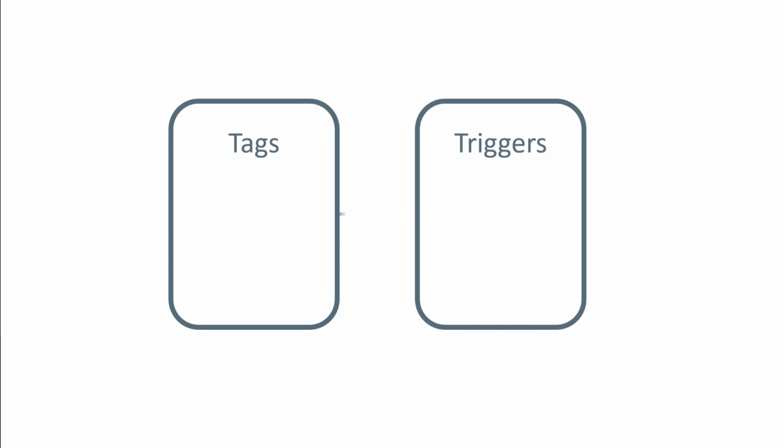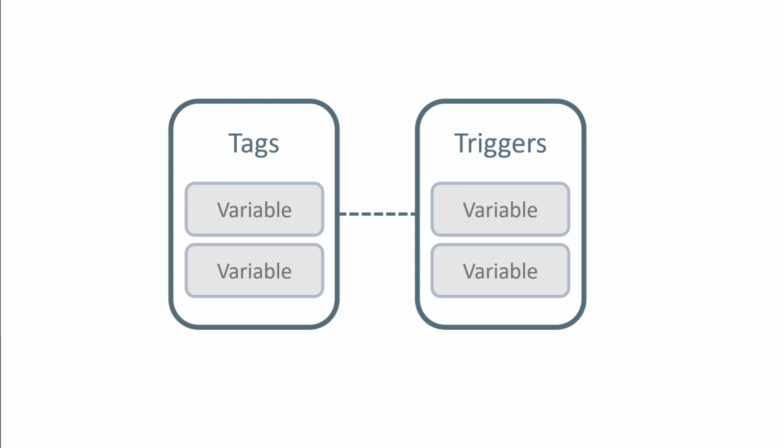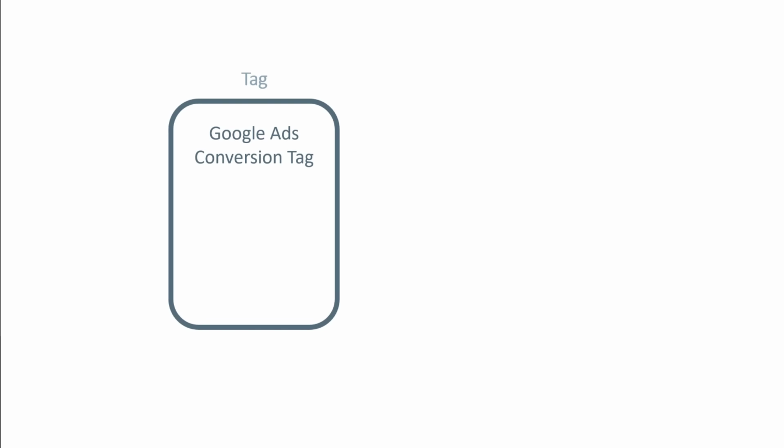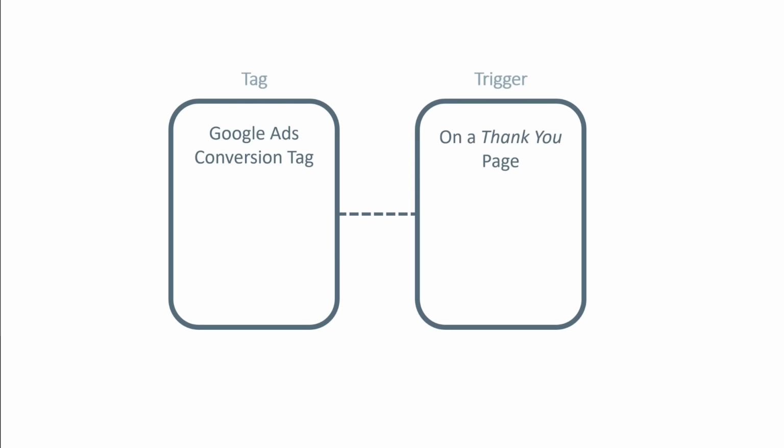Let me visualize this with the previous explanation where we had tags, triggers, and variables. Now let's replace these words with the actual example. We have a Google Ads conversion tag. It will fire on a thank you page. But Google Tag Manager is not human. It's a system, so you need to be more specific. What does a thank you page mean? It basically means that the page URL must contain purchase successful.